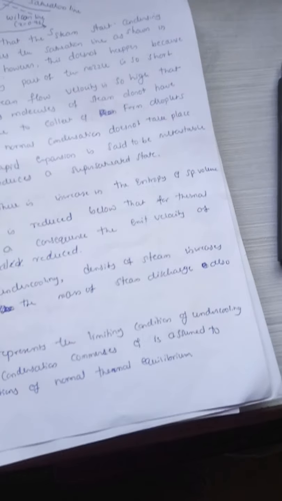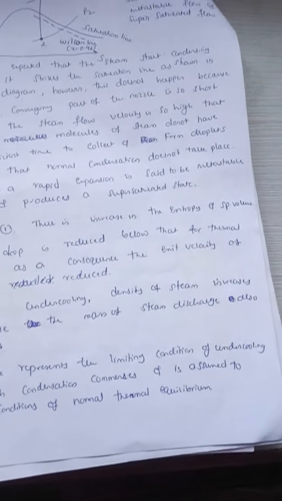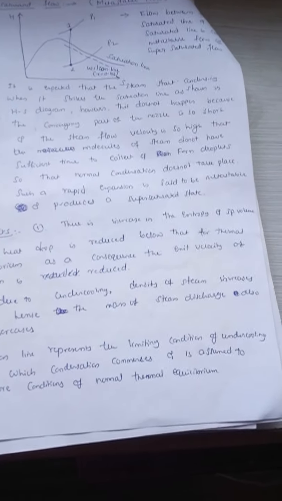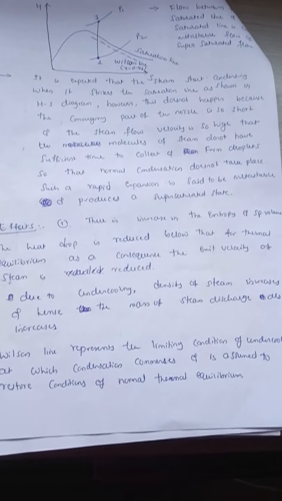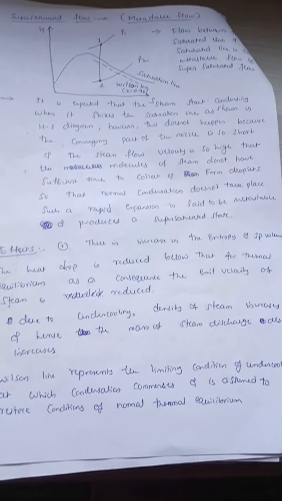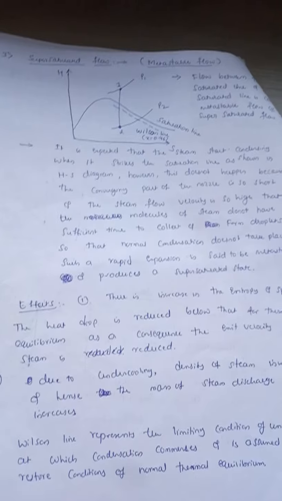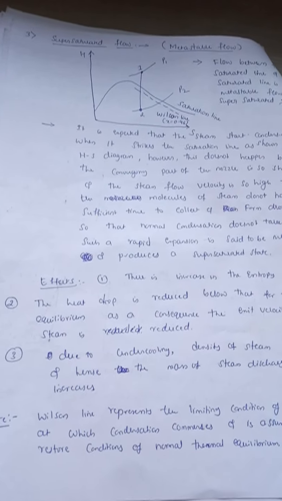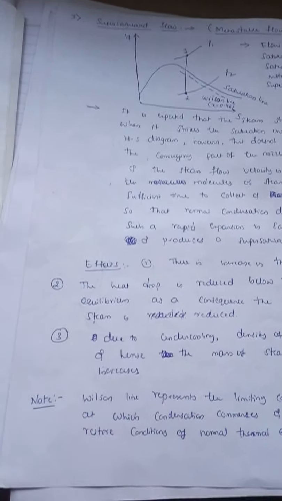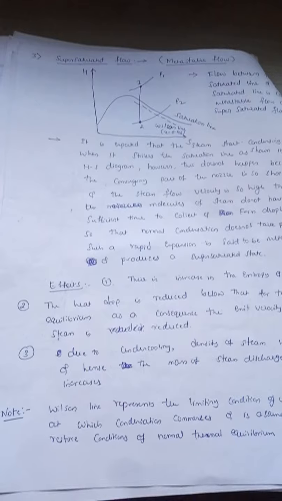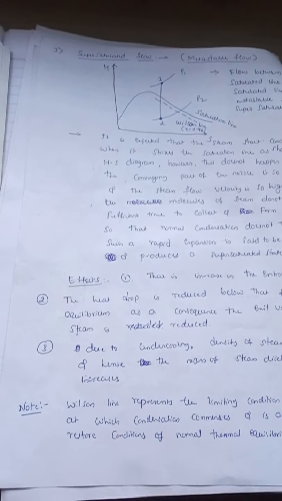Here I have written a note: the Wilson line represents the limiting conditions of undercooling at which condensation commences, and it is assumed to restore conditions of normal thermal equilibrium. So this is one of the important flows. It is asked many times in exams as a short note for 4 marks or 3 marks. So kindly study this. We will stop here in this video and I will continue in the next video. Thank you.